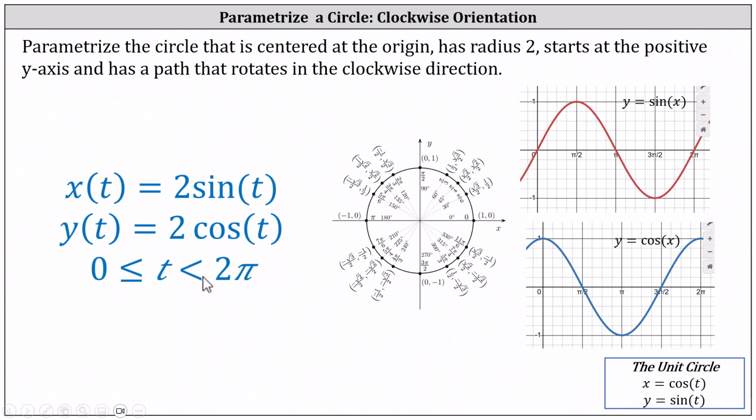Notice I did not include 2 pi in the interval simply because the sine and cosine function values at 0 radians and 2 pi radians would be the same. So over this interval, the circle is traced out exactly one time.